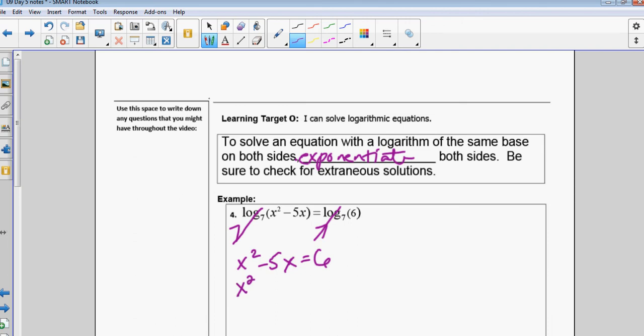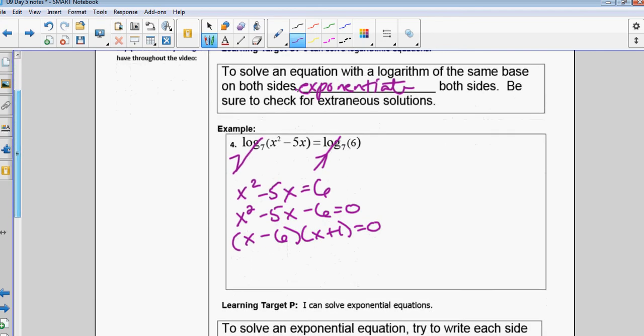So let's move everything to one side, and it does factor. So we have x minus 6 times x plus 1 equals 0. And we have two solutions, x equals 6 and x equals negative 1. But you have to check for extraneous solutions. So remember that what is inside the logarithm cannot equal 0. Now, of course, the 6 is never going to equal 0, so that's not a problem.